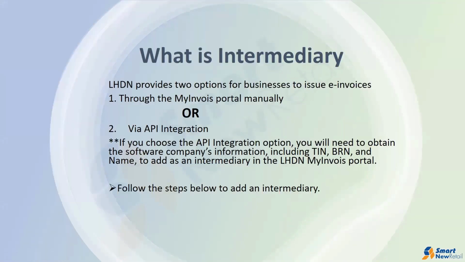So LHDN provides two options for businesses to issue invoices. One is through the MyInvoice portal manually. The second one is the API integration, which Smart is using. If you're using API integration, then you need to obtain the software company's information like the TIN, BRN, and also the name, to set it as an intermediary in the LHDN invoice portal. So below, you can see the steps to add in the intermediary.